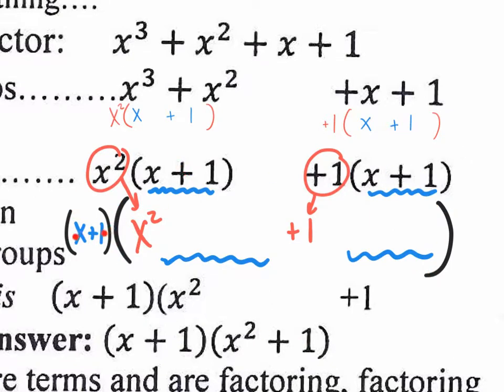I pull out the binomial that's in common. I even do that right here. I leave a blank spot and a blank spot so you can see it. And then I rewrite my answer in the appropriate size parentheses. Okay. So believe it or not, we have factored.